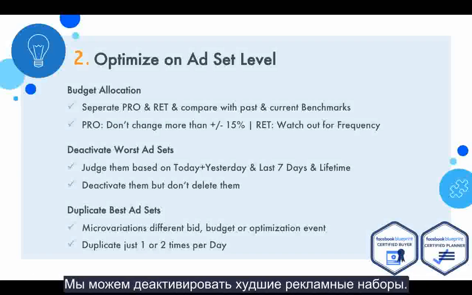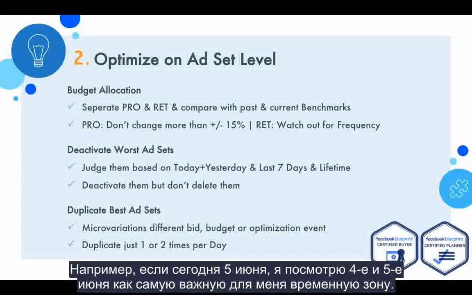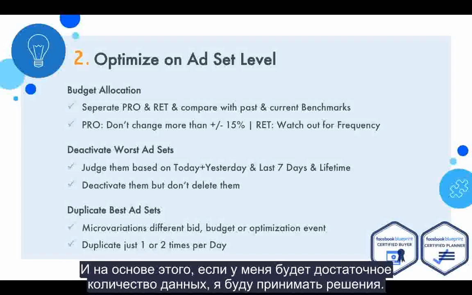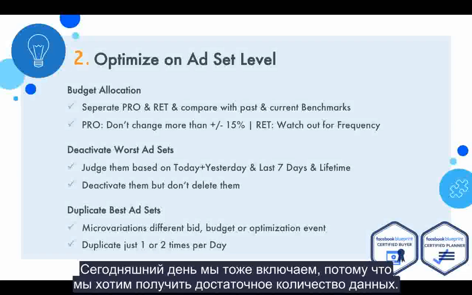What else can we do besides reallocating budget? Well, we could deactivate the worst ad sets. Once again, we have to judge them based on the right time, the time zone, for the right timeline. For example, I recommend to take a look at today and yesterday together. So, for example, if I'm on the 5th of June, I'll take the 4th and the 5th of June as my most important time area. And based on that, if I have enough data, I make my decisions. If I do not have enough data, I take, for example, the last 3 or last 7 days, including today, because I really want to have enough data.